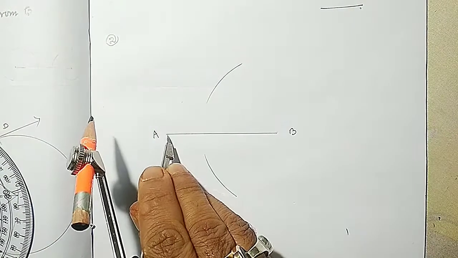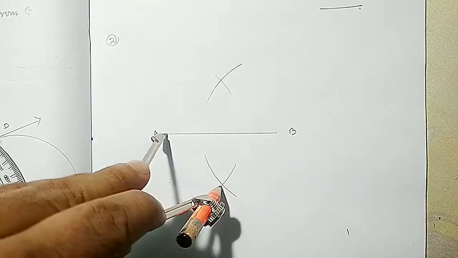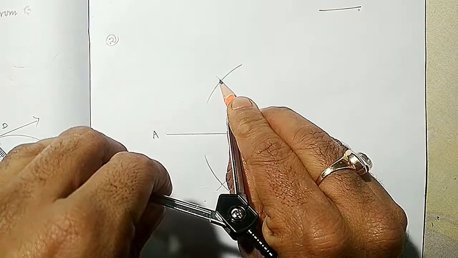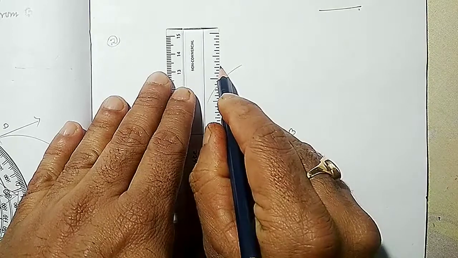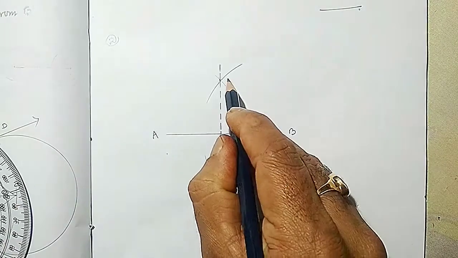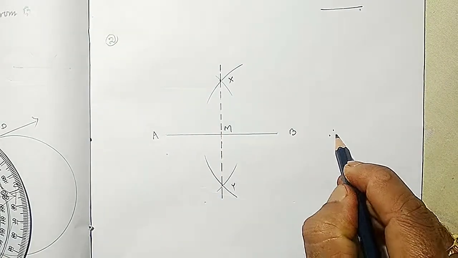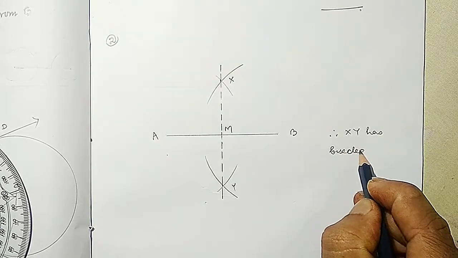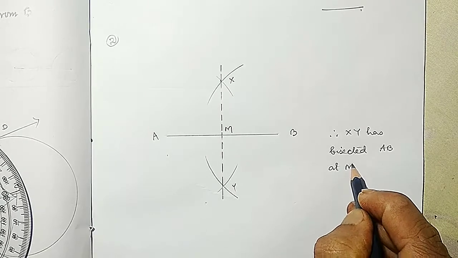Okay, similarly again from A we have to draw arcs without changing the compass. That means radius will remain same. It will cut at 2 points. Here, let me mark those points, this point and this point. After marking the points, we have to join these 2 points. Here you can write this one as X, this point is Y, and suppose this point is M. Therefore, XY has bisected AB at M. That's your answer.